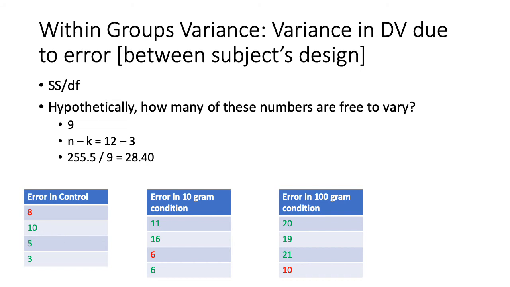So we can see that we have 9 degrees of freedom. There's also a formula for this: total number of observations minus the total number of groups. So that equals 9. And then our variance equals the sum squares of this component divided by 9, our degrees of freedom for this component.